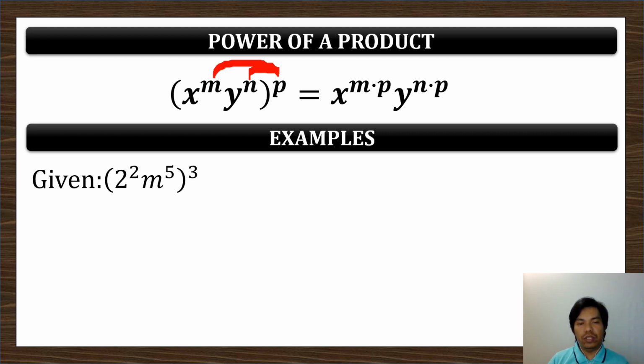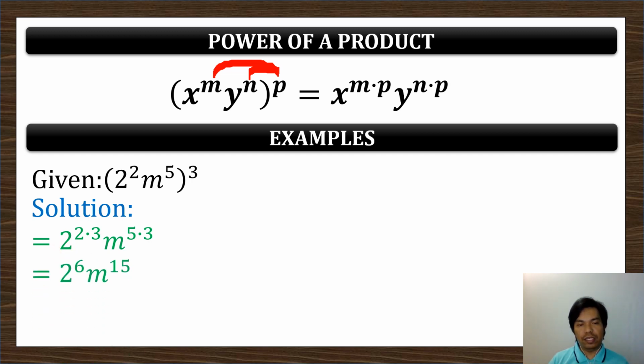So, ang gagawin natin dito ay i-distribute natin yung exponent natin na 3 sa loob. So, magkakaroon tayo ngayon ng 2 raised to 2 times 3 and then m raised to 5 times 3. So, pag-simplify natin yung part na ito, magkakaroon tayo ng 2 raised to 6 m raised to 15. And then 2 raised to 6 is equal to 64. Then kokopyahin natin yung ating literal coefficient na part.